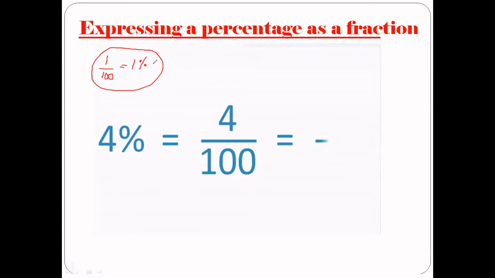So, what about 4%? If 1% equals 1 over 100, where the denominator is 100, then 4% means 4 over 100. Can you understand? 4 over 100. So the numerator is 4, and the denominator is 100.